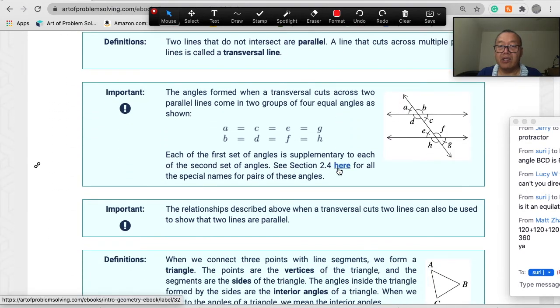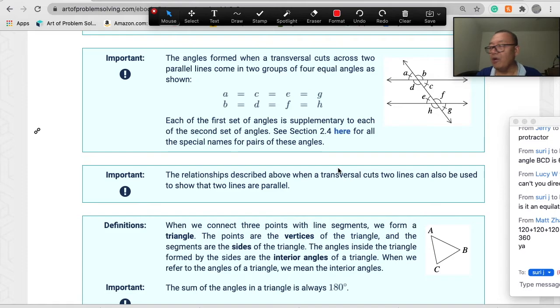Then we learn the parallel lines. If two parallel lines have another line that intersects them at 2 points, then at these two intersection points you will form 8 angles. Then you can get the relationship of these 8 angles like this.